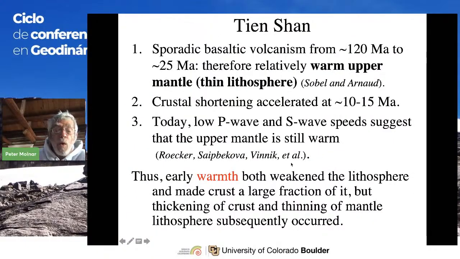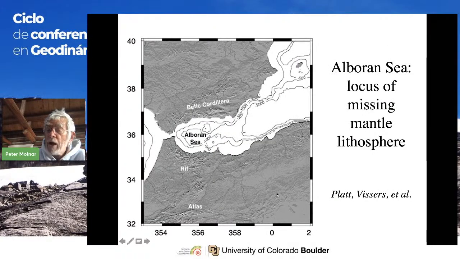And so what we argue, we have today, low P and S wave speeds suggest an upper mantle is still warm. And this early warmth both weakened the lithosphere, made the crust a large fraction of the lithosphere, so that we have a large ratio of crustal thickness to mantle lithosphere thickness, to total lithosphere thickness. And then the thickening of the crust and thinning of the mantle lithosphere subsequently occurred, and we wound up with that picture of a thin lithosphere under the Tian Shan and thick lithosphere, sinking lithosphere under the flanks.